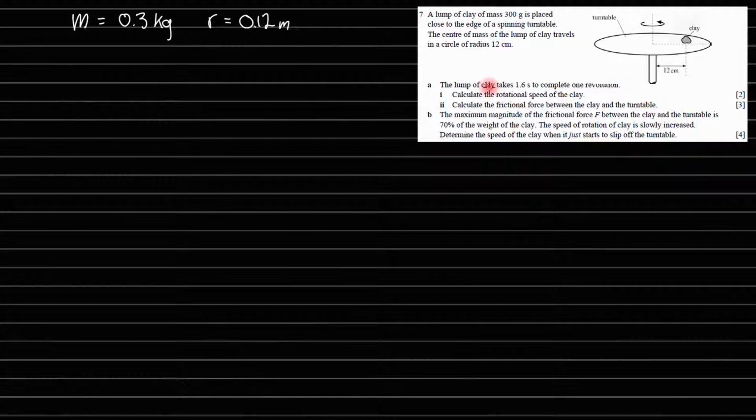We're also told that the lump of clay takes 1.6 seconds to complete one revolution, which indicates that we have a period T of 1.6 seconds. In part A, part 1, we are asked to calculate the rotational speed of the clay.